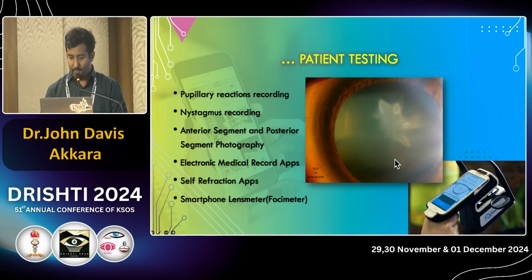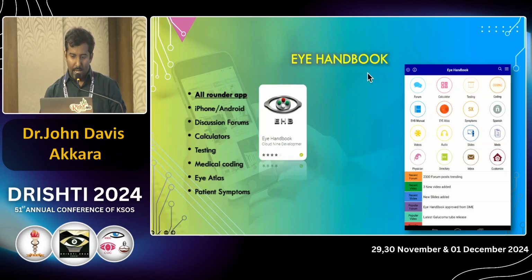And I'll show you. Okay, these are on the right here. If you see, this is a device which uses a smartphone to do power testing of the spectacles, and that is from iNetra. Okay, so that is not an app per se, but that's a smartphone based lensometer. The Eye Handbook app is something which all of you can use for free, so that is something which I would suggest if you can download and start using, in which the calculator and the testing parts are what you will be using most of the time.